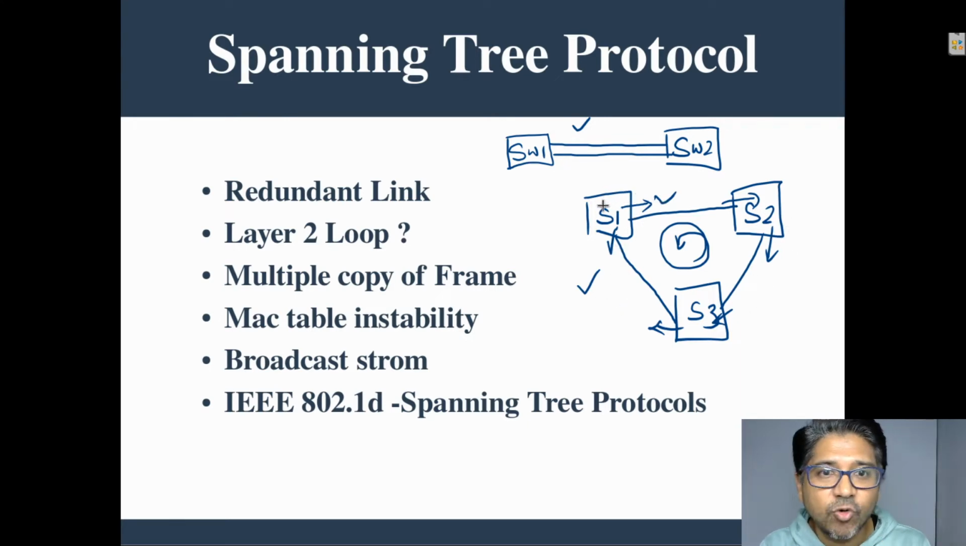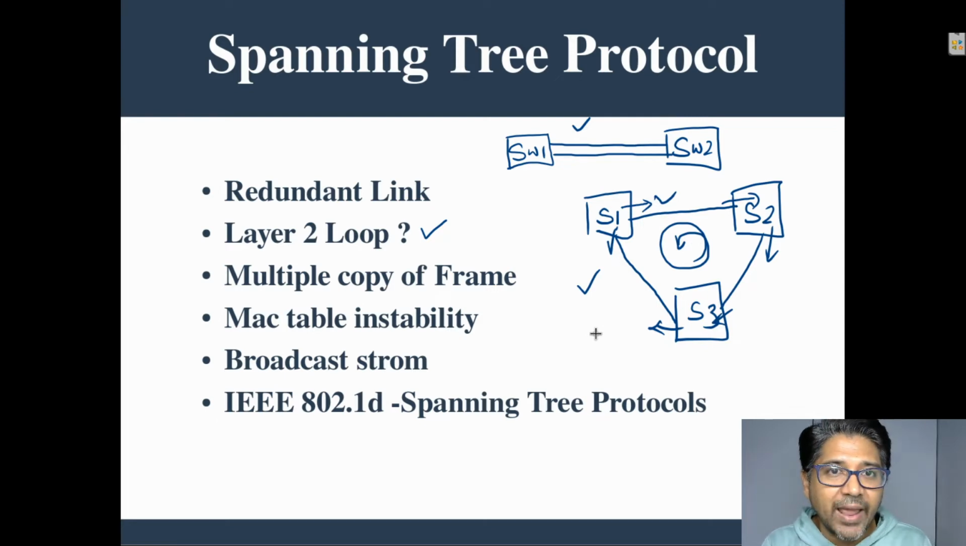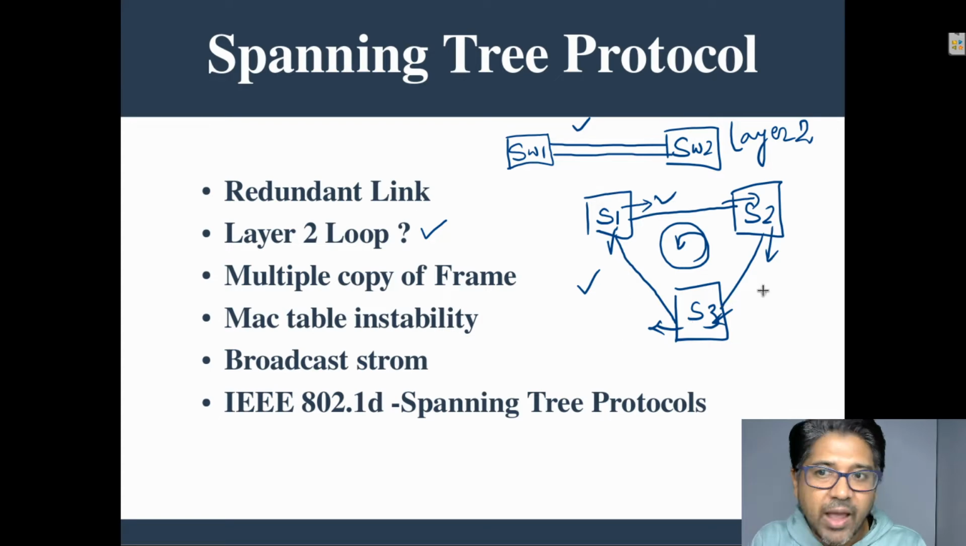okay, this is called an L2 loop. When the switches form loops, that is called an L2 loop. It means L2 devices at layer 2 form the loop, that is called an L2 loop. This is formed by the layer 2 switches, and that's going to be avoided by the spanning tree.